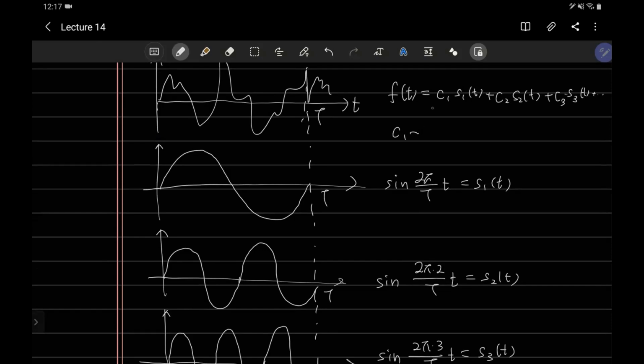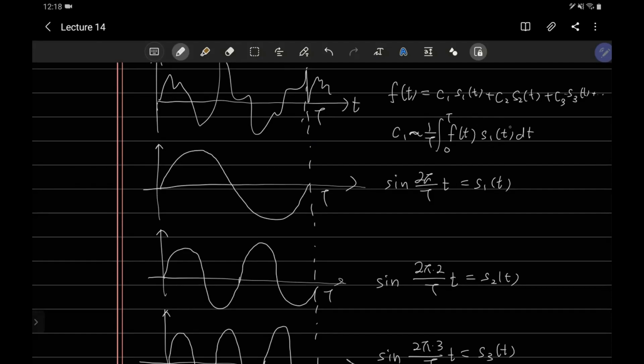Then how can you obtain this c1? This value can be obtained by multiplying f of t by s1, integrating over one period, and dividing this by the time T. There might be some additional factor which I cannot remember exactly, so I just use the tilde. But the point here is that if you calculate this kind of integration, then for the first term, because it is multiplied by s1, the multiplication and integration will actually generate some non-zero value.